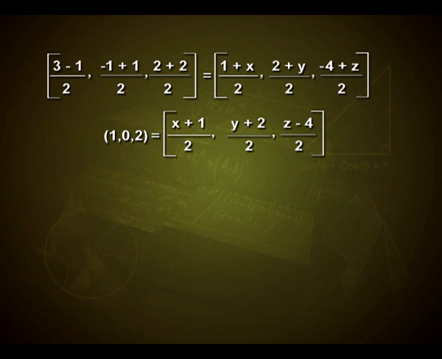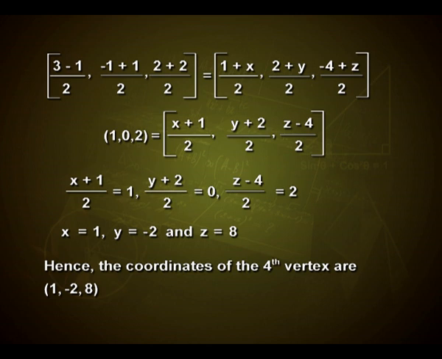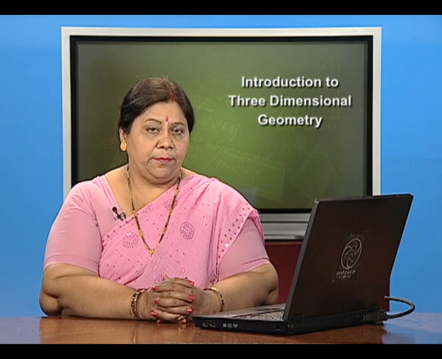On equating, we have (x + 1)/2 = 1, (y + 2)/2 = 0, (z − 4)/2 = 2, which on solving gives us the value of x as 1, y equal to −2 and z equal to 8. Hence, the coordinates of the fourth vertex are (1, −2, 8). We have one more example here.